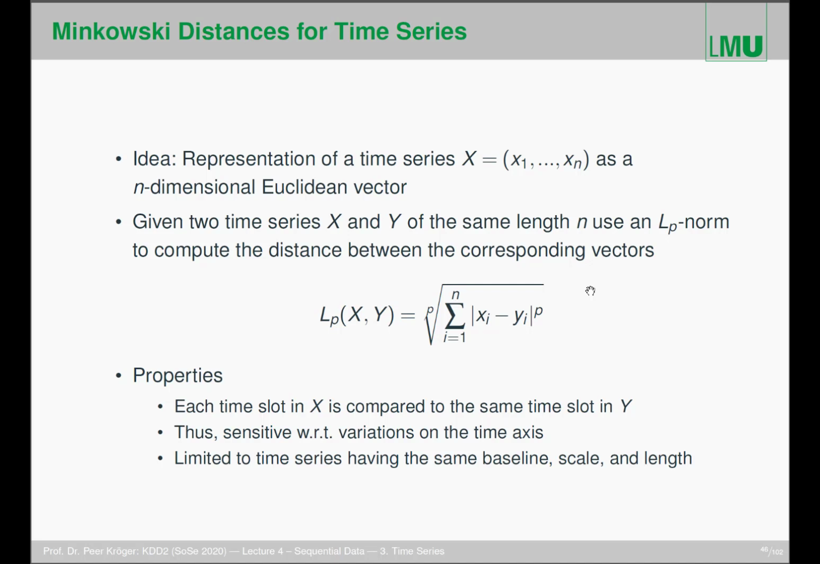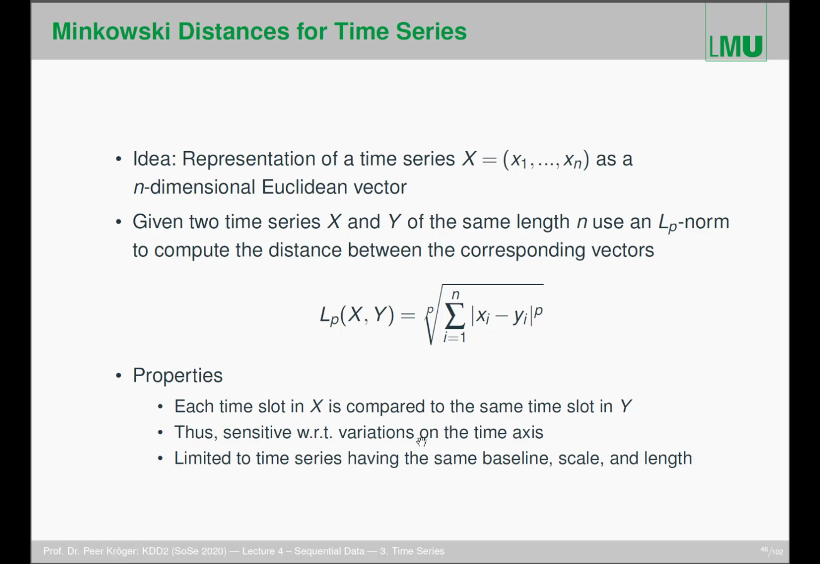We model each time series as an n-dimensional vector, or just think that a time series of length n models an n-dimensional vector, and then given two time series with the same length, we can just use the Lp norm between the two n-dimensional Euclidean vectors, like we know how to do that, of course. So, properties: each time slot in X is compared to each time slot in Y, obviously.